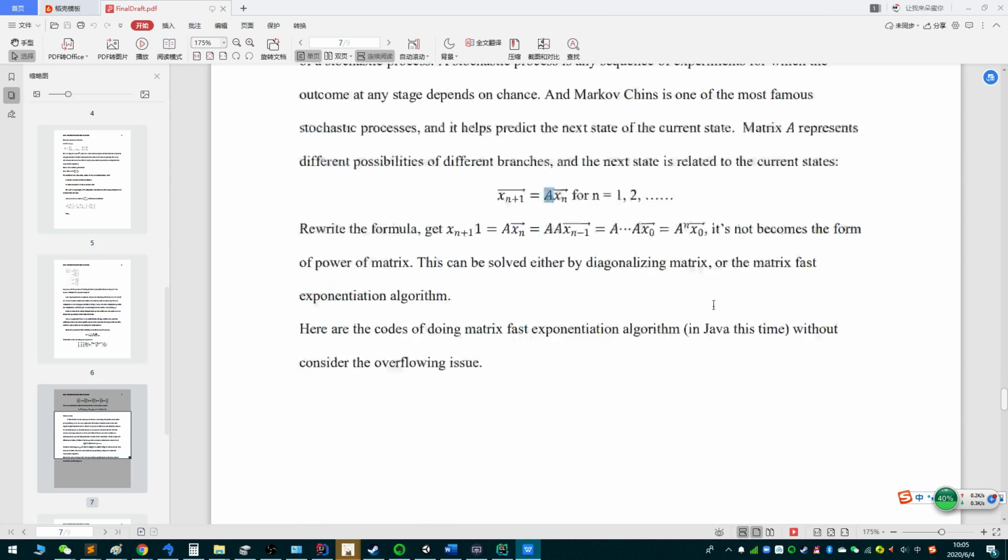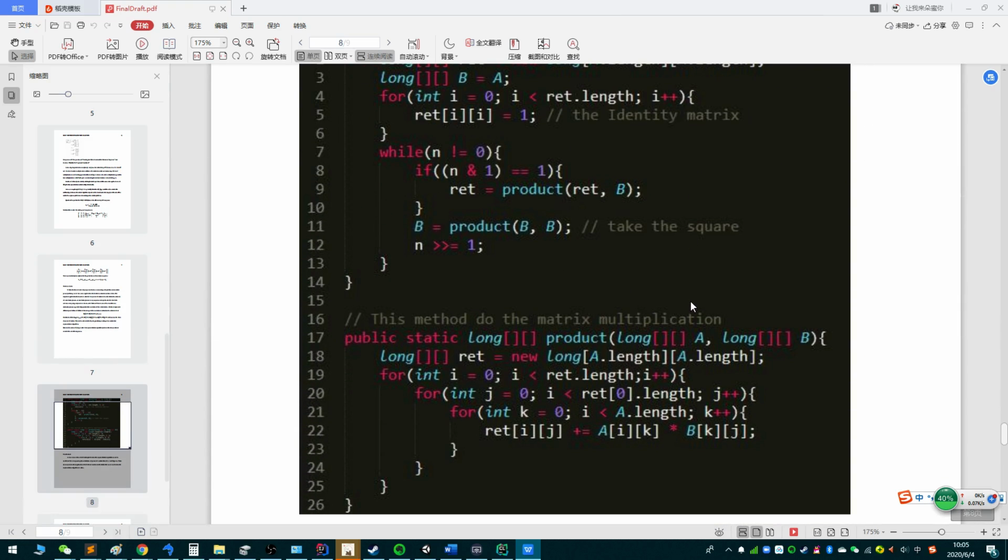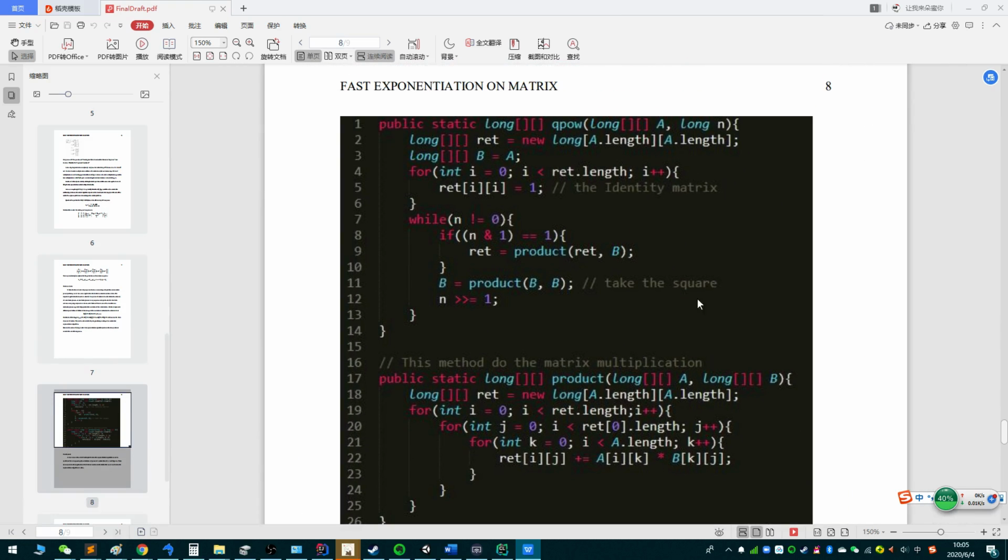And also, you can pause here, this is the code of how to implement the fast exponentiation method on the matrix. And that's pretty much the presentation.